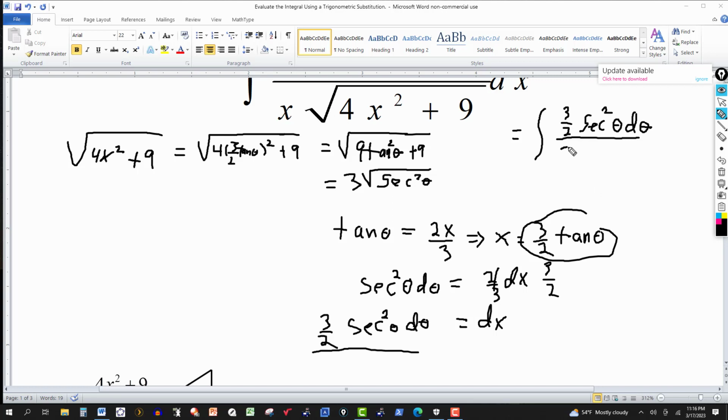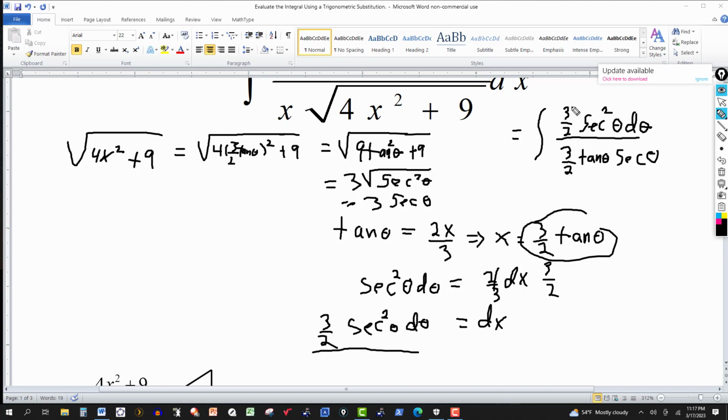This will be 3/2 tangent theta. And then the radical can be replaced, taking the square root here of secant squared. This is equal to 3 secant theta. Square root of secant squared is secant theta. So this would just be a secant theta. And I got the 3 also.